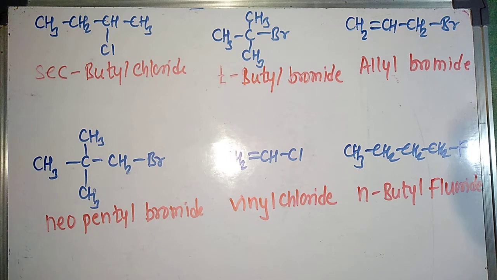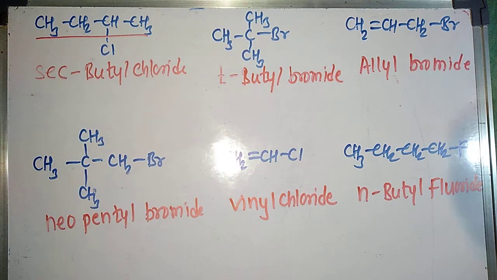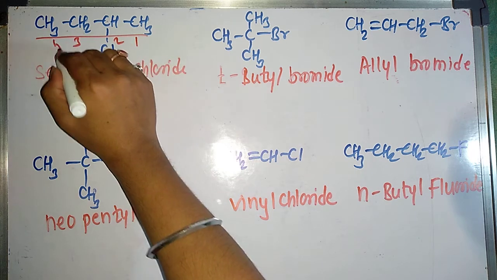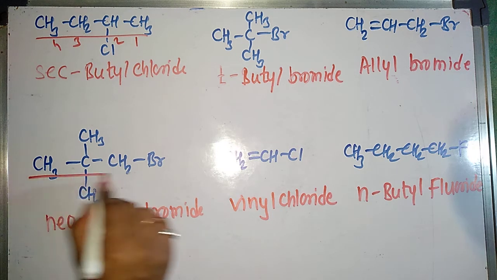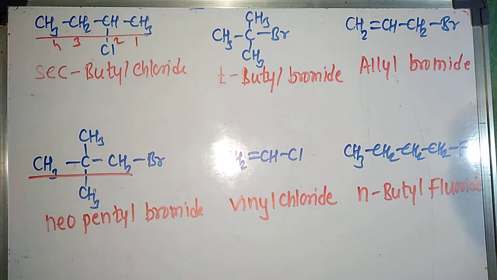For writing the IUPAC name, just remember our regular rule. Select the longest continuous carbon chain. Numbering of the carbon atoms present in the longest chain should be done in such a way that the carbon atom attached to the halogen gets the lowest possible number. So if I start numbering from the right end of the chain, then I get chlorine at the 2 position. Similarly, this is the longest carbon chain, or this could be a longest carbon chain. This may also be a longest carbon chain.